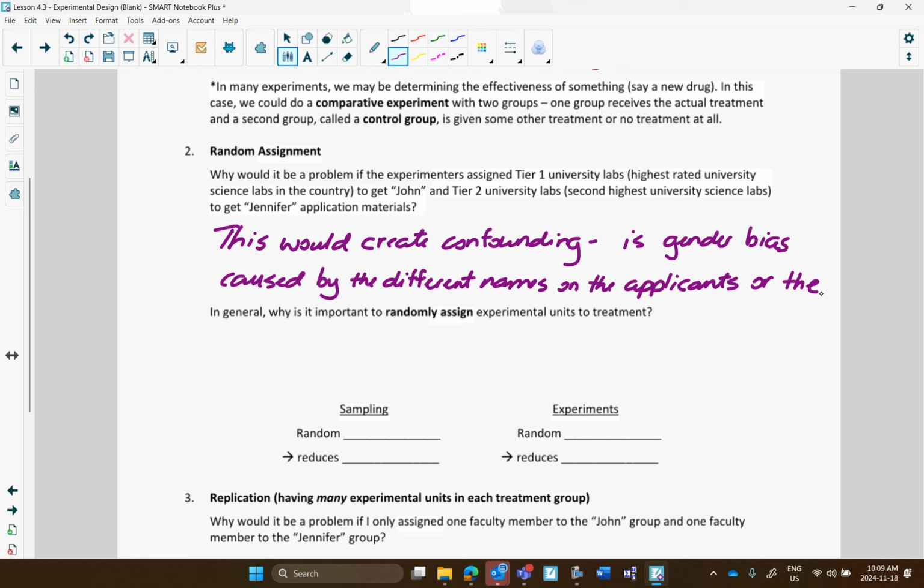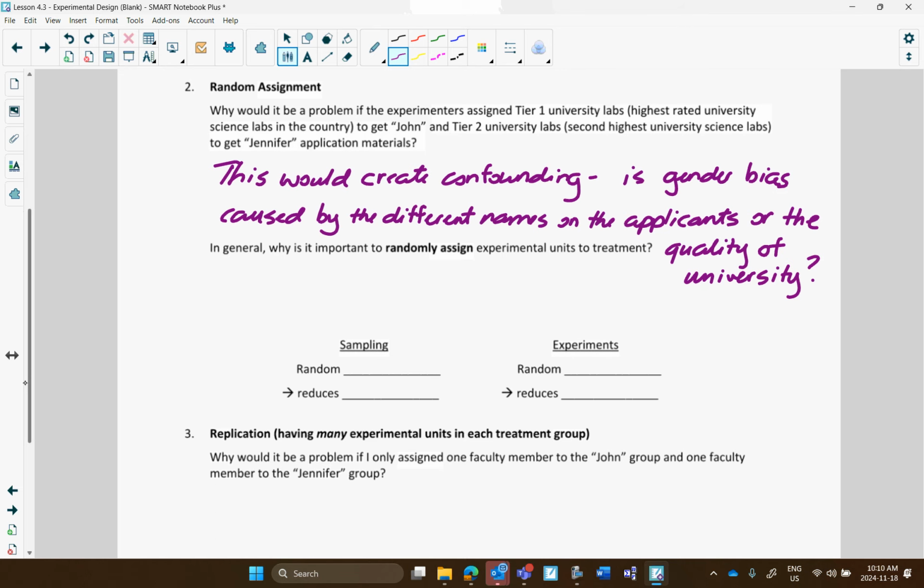What should I say? The quality of the university. It's hard to tell. So random assignments. This is important. Random assignments controls for confounding.